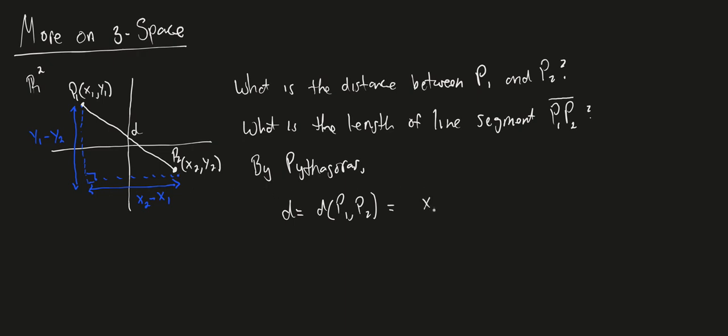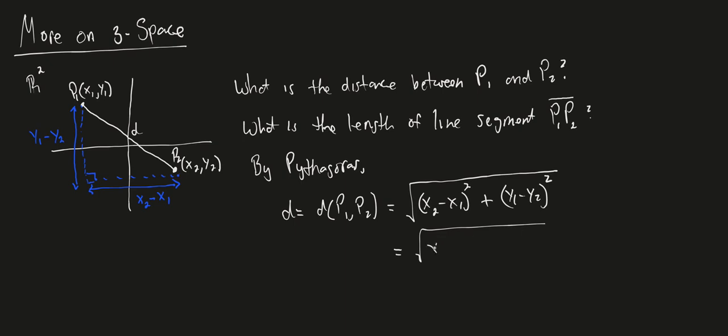So I'll do x2 minus x1 squared, and then square the height of the triangle, which is your y1 minus y2, and then add them together, and then take your square root, right? And because these differences are being squared, this is where it actually doesn't matter if I do x2 minus x1 or x1 minus x2.